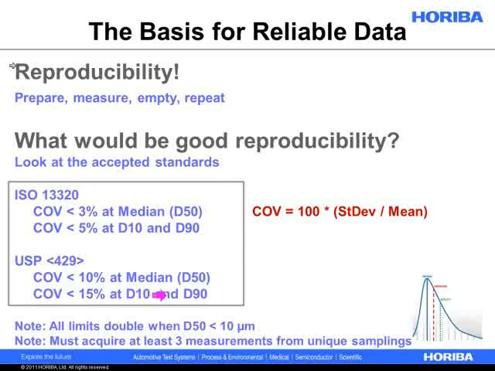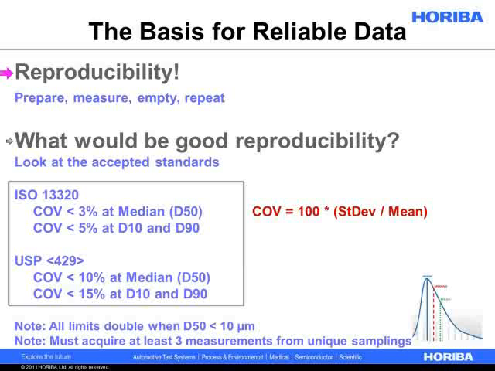The next slide, I talk a little bit about what I refer to as the basis for reliable data. So again, it all starts with reproducibility. Whatever you choose to do, you must be able to get reliable results from multiple measurements. And when I say multiple measurements, I mean prepare the analyzer and the sample, measure the sample, completely empty the analyzer, and then repeat. So that's different than put the sample in the analyzer and click measure 3 times. This is sample in the analyzer, measure, drain, sample in the analyzer, measure, drain. And you do that multiple times. I call that reproducibility.